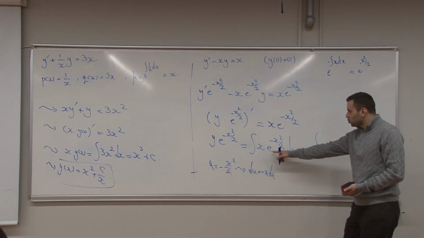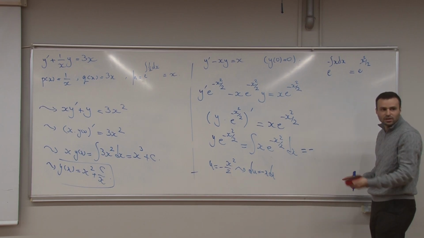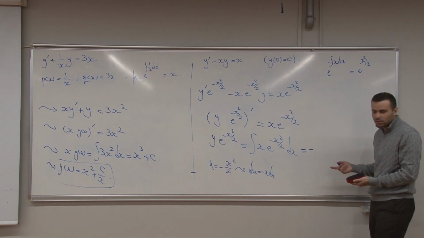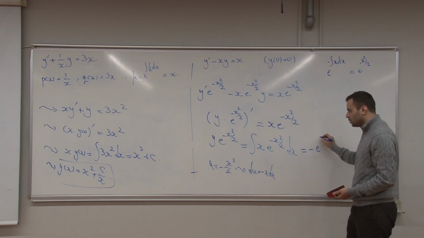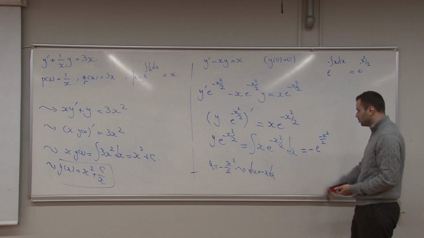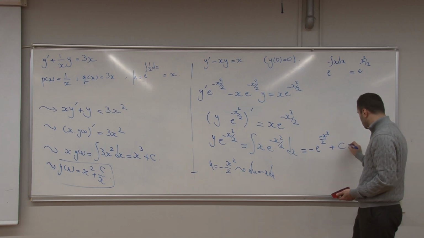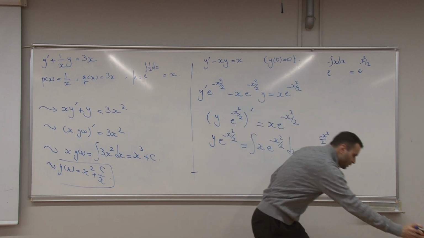Minus the integral of e to the power of u du. But you can calculate that, right? Easily. The integral of e to the power of u du is e to the power of u, and what was our u? Minus x to the power of 2 divided by 2, plus our c. Now what is going to happen?